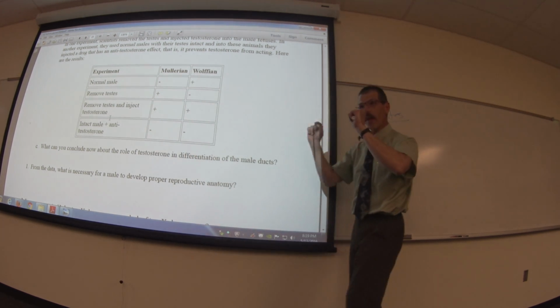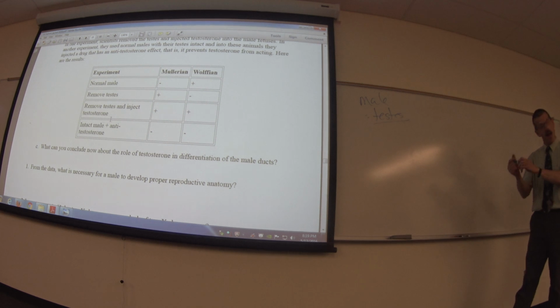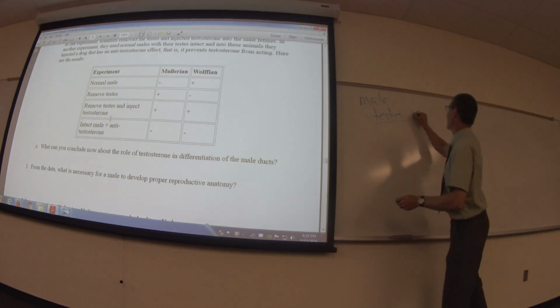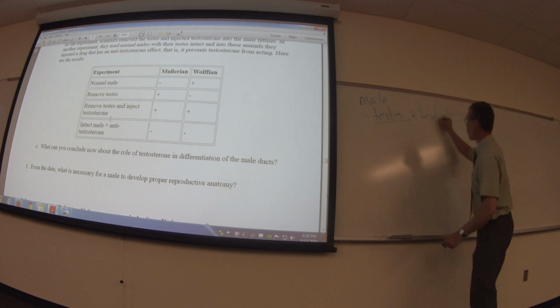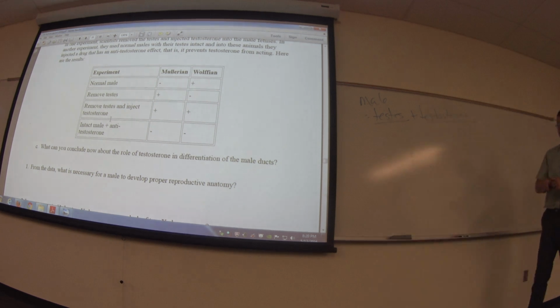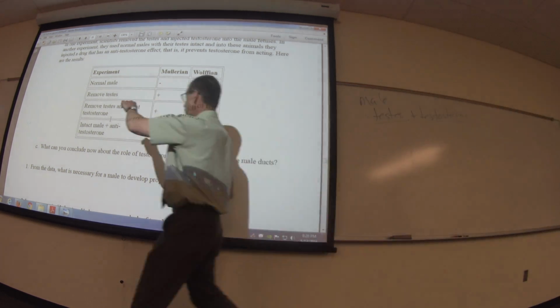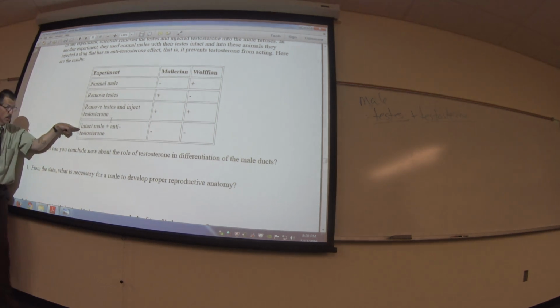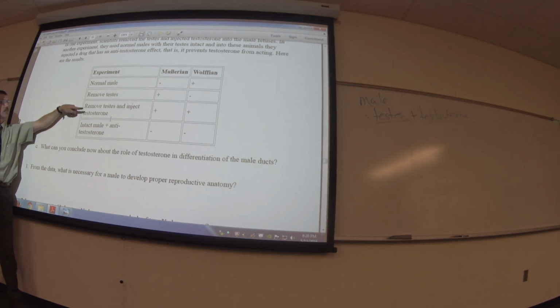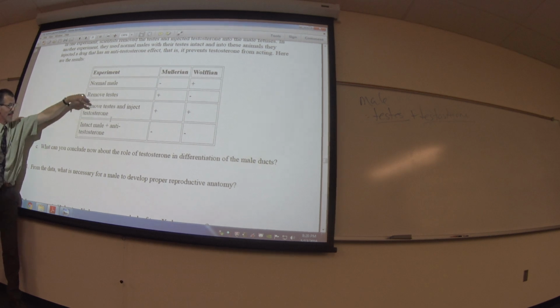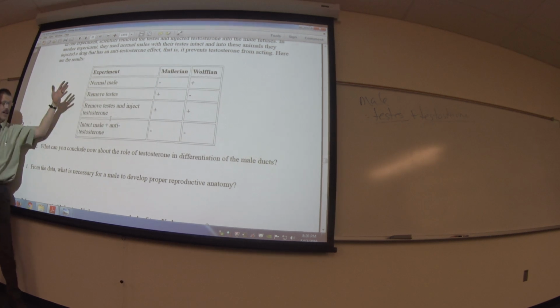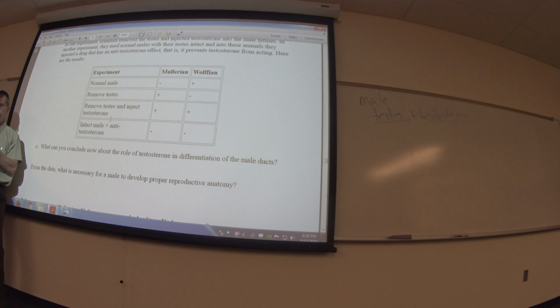So to be a normal male, I need two things, which are testes and testosterone. So this data proved if you want to be a male, you have to have testes, otherwise this person would have been a male. And you have to have testosterone. I'm sorry, this person would have been a male. And this one. So I need both, because if I take out one of them, I don't get the right answer. Right? So to be a male, you have to have testes and testosterone.